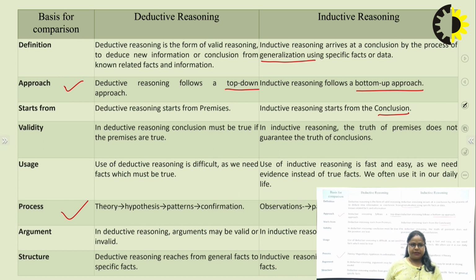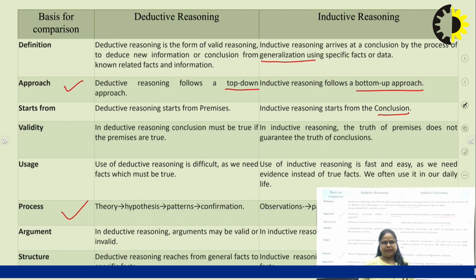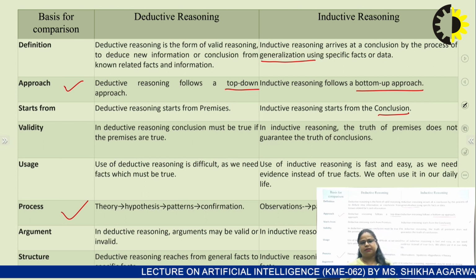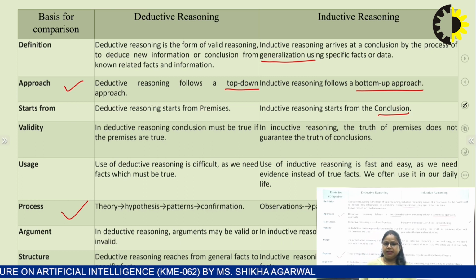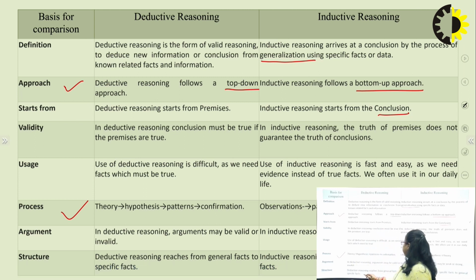Now, talking about usage, deductive reasoning is difficult as we need facts, because everything must be true. But inductive reasoning is fast and very easy because, instead of true facts, we talk about day-to-day life, right? In the case of arguments, in deductive reasoning the arguments are valid or invalid. But in inductive reasoning, they can be weak or strong. As for structure, deductive reasoning goes from general facts to specific facts. But inductive reasoning goes from specific to general notations, right?